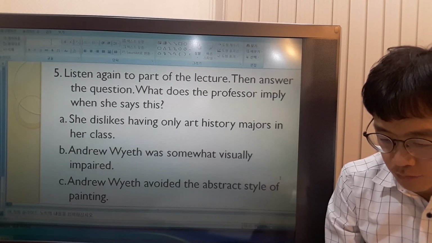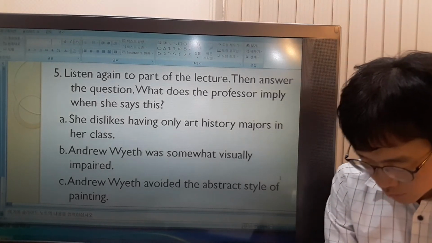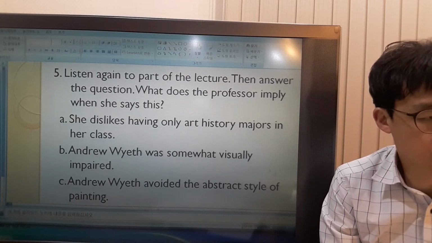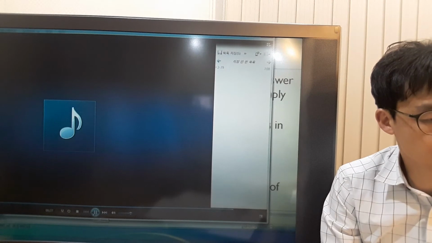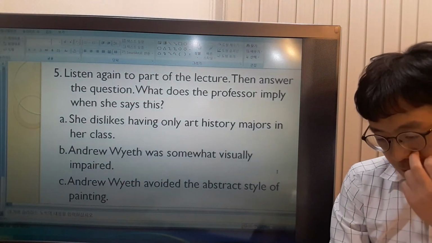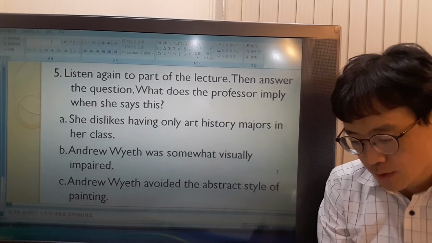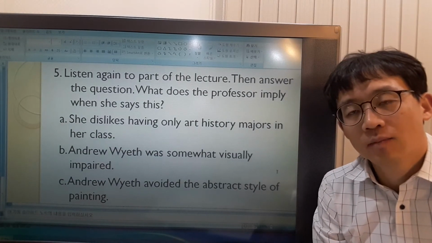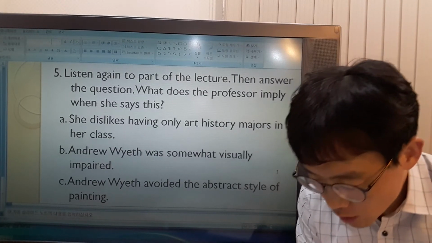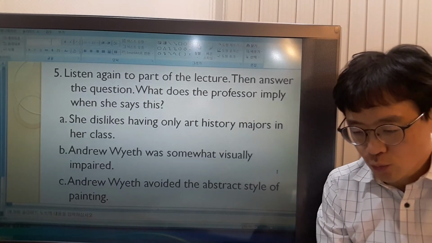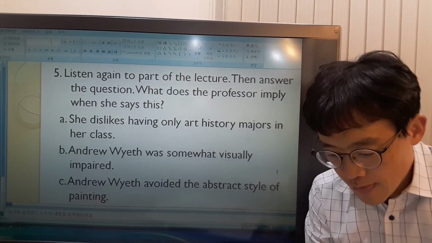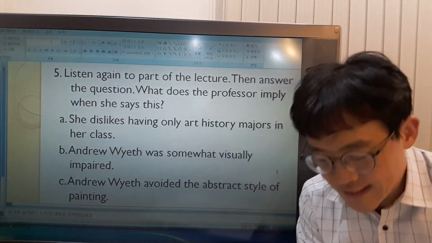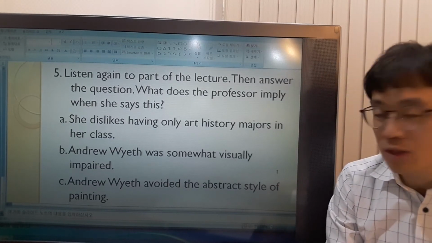What does the professor imply when she says this? So for you non-art history majors in this class, that means that he basically painted whatever he saw exactly as he saw it. So what does this mean? Why did she say that? It's because she said Wyeth is known mostly as a realist, but she thought if the students are not art history majors, they will not understand what it means. So she said that means basically he painted whatever he saw exactly as he saw it. Do you understand? So what is the answer?